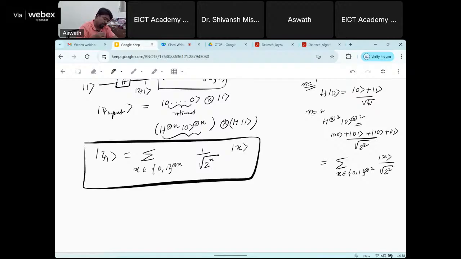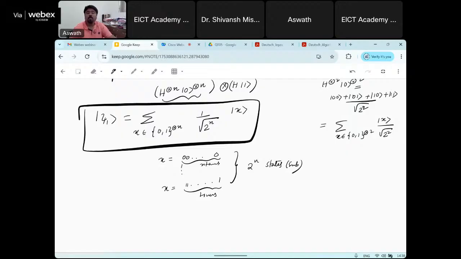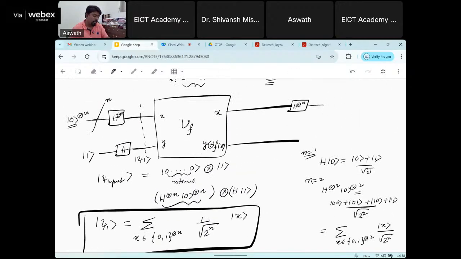Remember, by the way, what would x look like here? x would look like 0 0 0, all zeros, n times. And on, x would look like 1 1 1, n times. How many such states are available? 2 to the power of n states are available, substates. We know this is the state which is going into the unitary function gate.